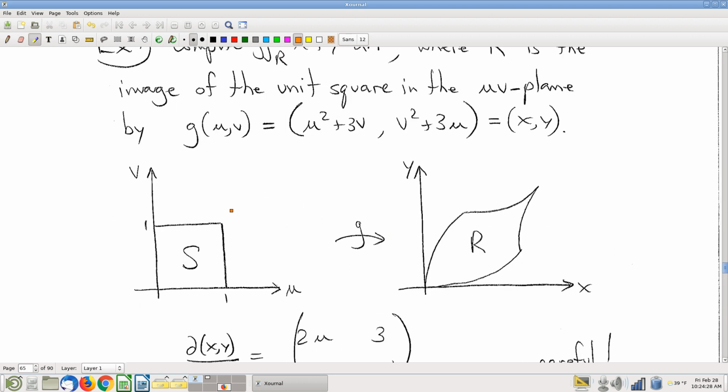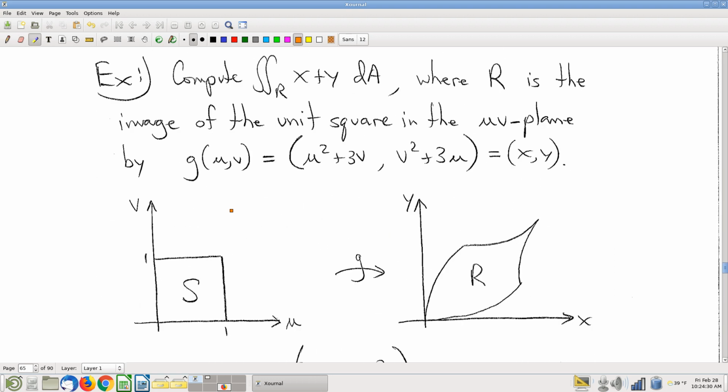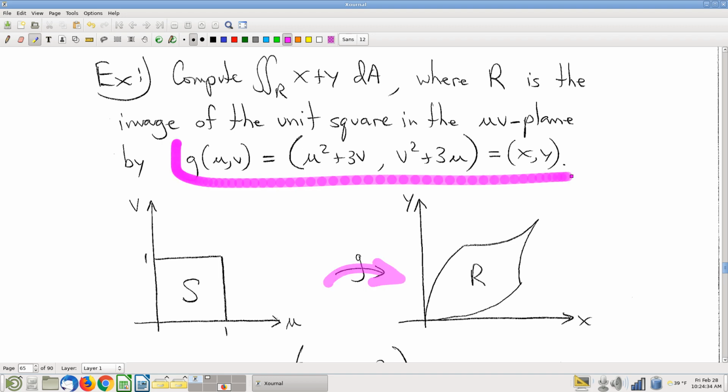So here's the example we started with last time. We had a change of variables function given. Now, lucky break, the change of variables function was just straight up given. You won't always be so lucky. We're going to talk today about what do you do if it's not given, and various versions of how to deal with that.